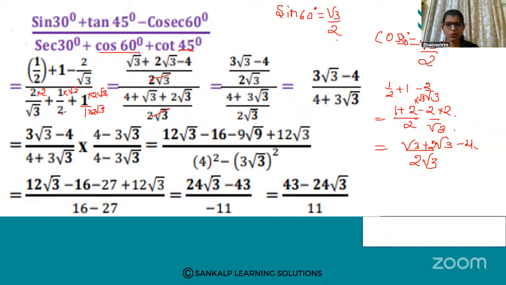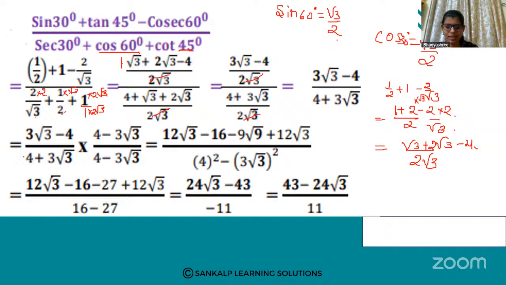Root 3 plus 2 root 3. Here nothing is there means 1, 1 plus 2 is 3. So 3 root 3 minus 4 divided by 2 root 3. In the denominator, 4 plus root 3 plus 2 root 3, here also 4 plus 3 root 3. 2 root 3 and 2 root 3 will get cancelled. 3 root 3 minus 4 divided by 4 plus 3 root 3.